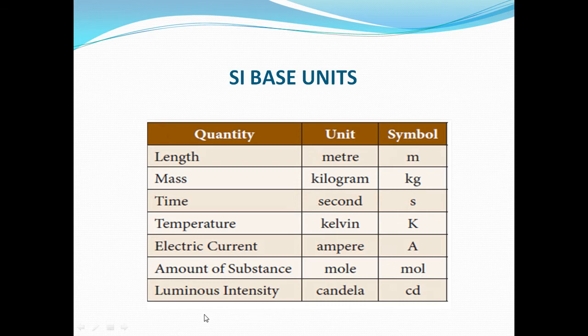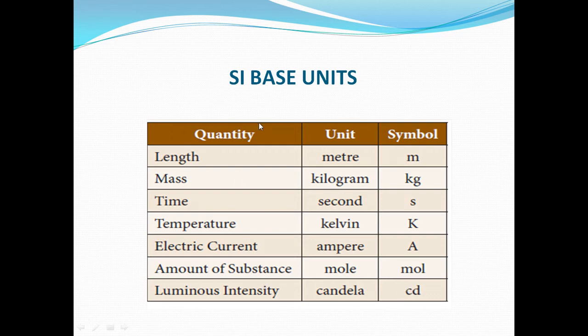Next, the last one: luminous intensity is the seventh fundamental quantity. Intensity means the light traveling in a particular direction in vacuum space. That intensity is known as luminous intensity. The unit is candela, and the symbol is cd.